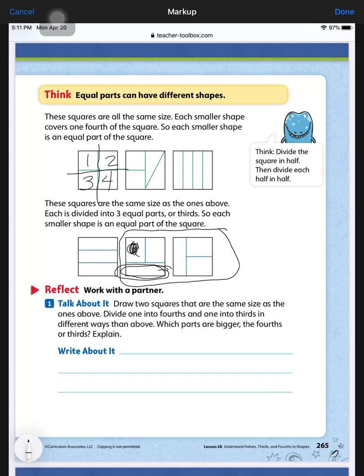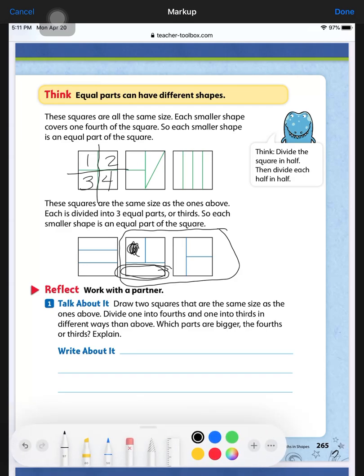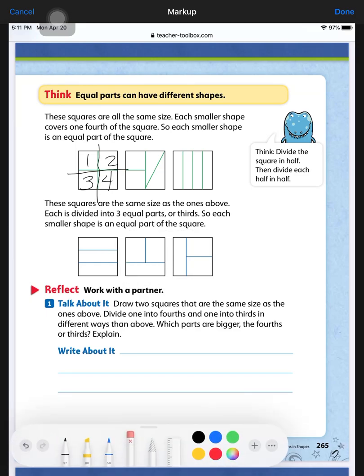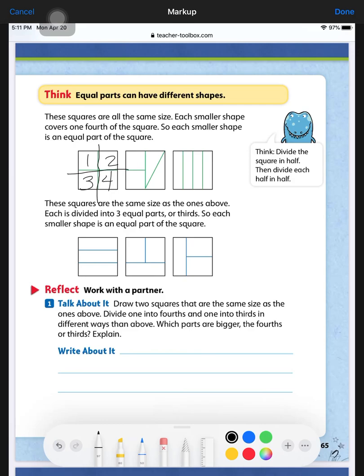All right. Draw 2 squares that are the same size as the ones above. Divide one into fourths and one into thirds in different ways. So we can't do the same way that they did above. We have to choose a different way. Let's erase my mess up there. So we're going to choose a different way to divide it, but we have to divide it into thirds and we have to divide it into fourths. All right.